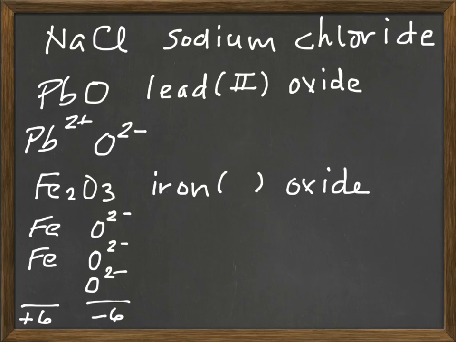We've got this +6, we have Fe2, we've got to divide that up, so if we give 3+ to each of these, then we get a +6 charge. That's how we figure out the charge on that one. And so this is iron(III) oxide.